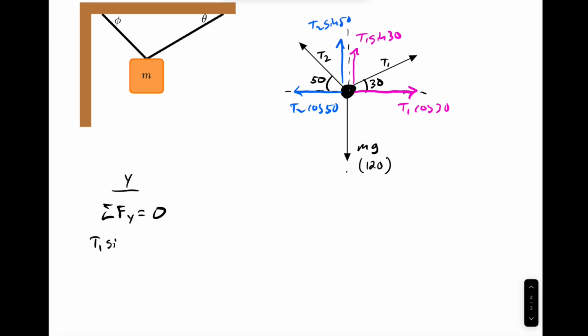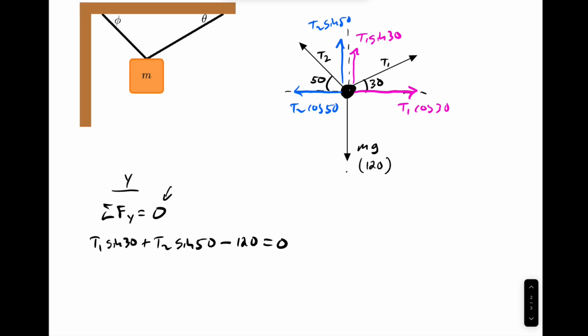We'd have T1 sine 30 plus T2 sine 50. And I'm adding those because they're both pulling up. They're helping each other in the upwards direction. The thing that's stopping that is going to be minus 120 in the negative y direction, and this whole thing is going to be set equal to 0, because remember, this right here is MA, and A is 0.